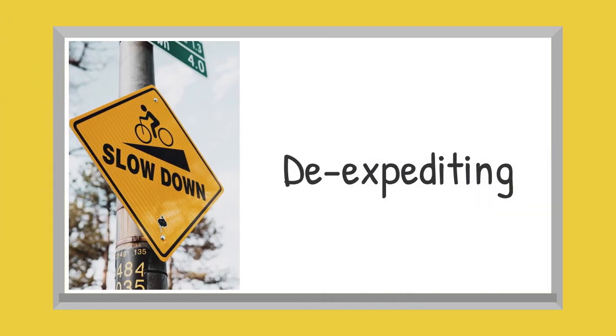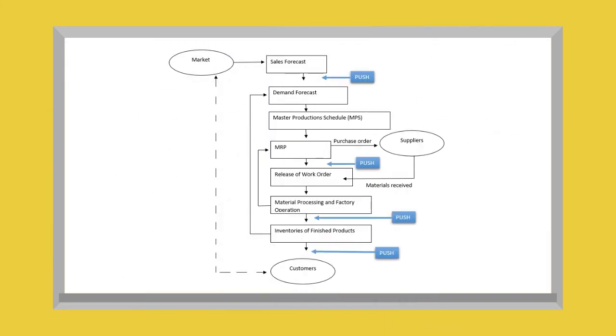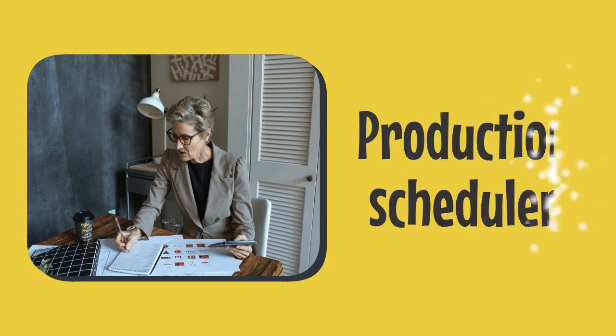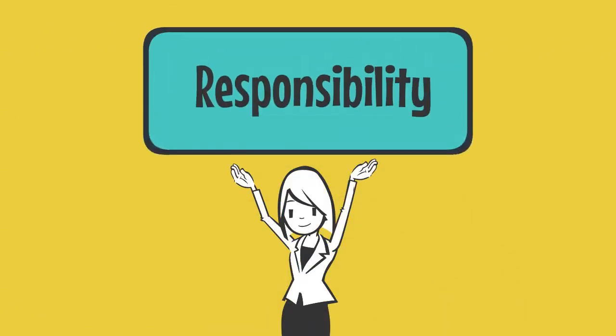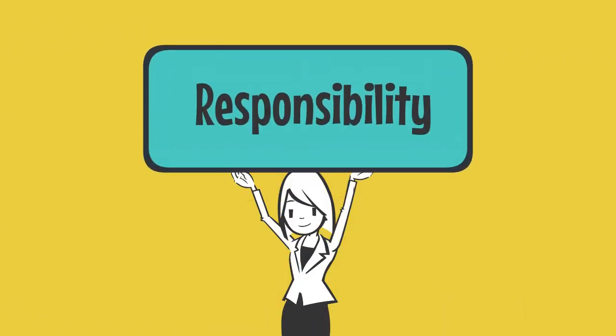De-expediting works the other way and is a term used for slowing down an order. This can be necessary when the sequence of operations changes within the factory. The production scheduler has the last word on how the jobs are processed in the production facility, and responsibility for all activities ultimately rests on his or her shoulders.